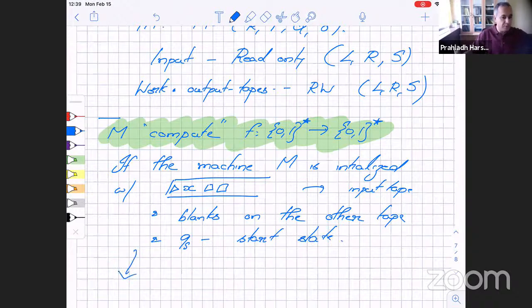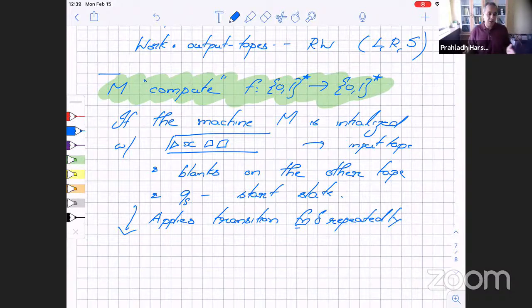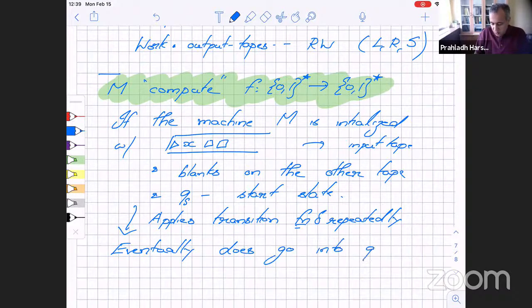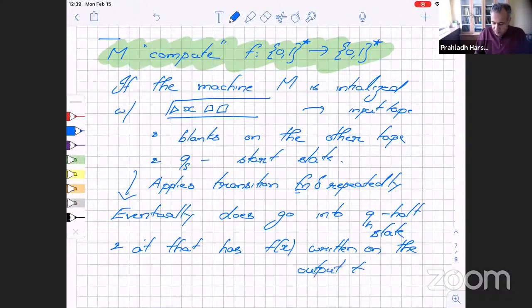You just keep applying the rules of the machine. Each step it runs the transition function. It applies the transition function delta repeatedly. So it might end, it might not. When I say it computes, it says it eventually does go into the halt state, q_H. And at that point it has f(x) written on the output tape. This is what the statement "M computes function f" means.